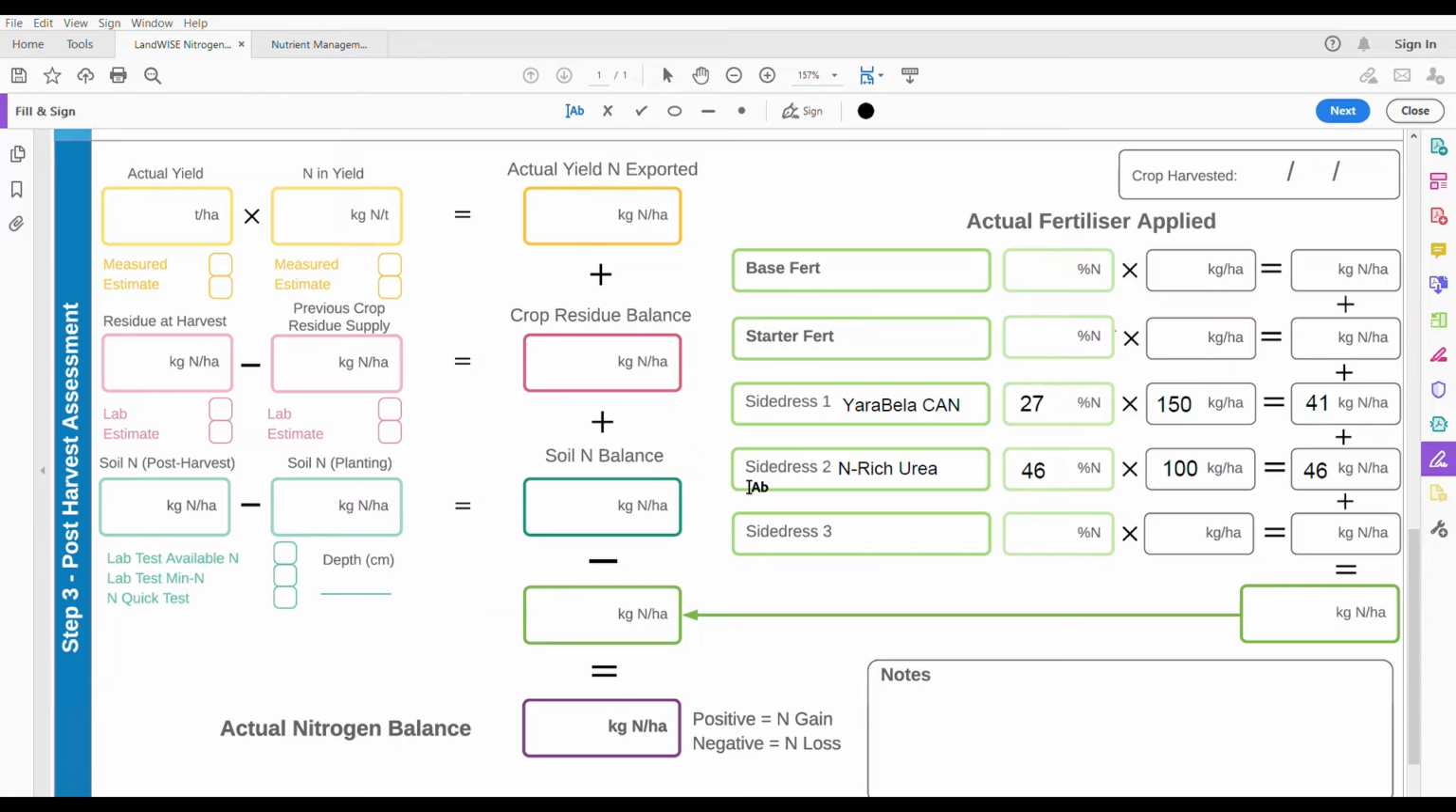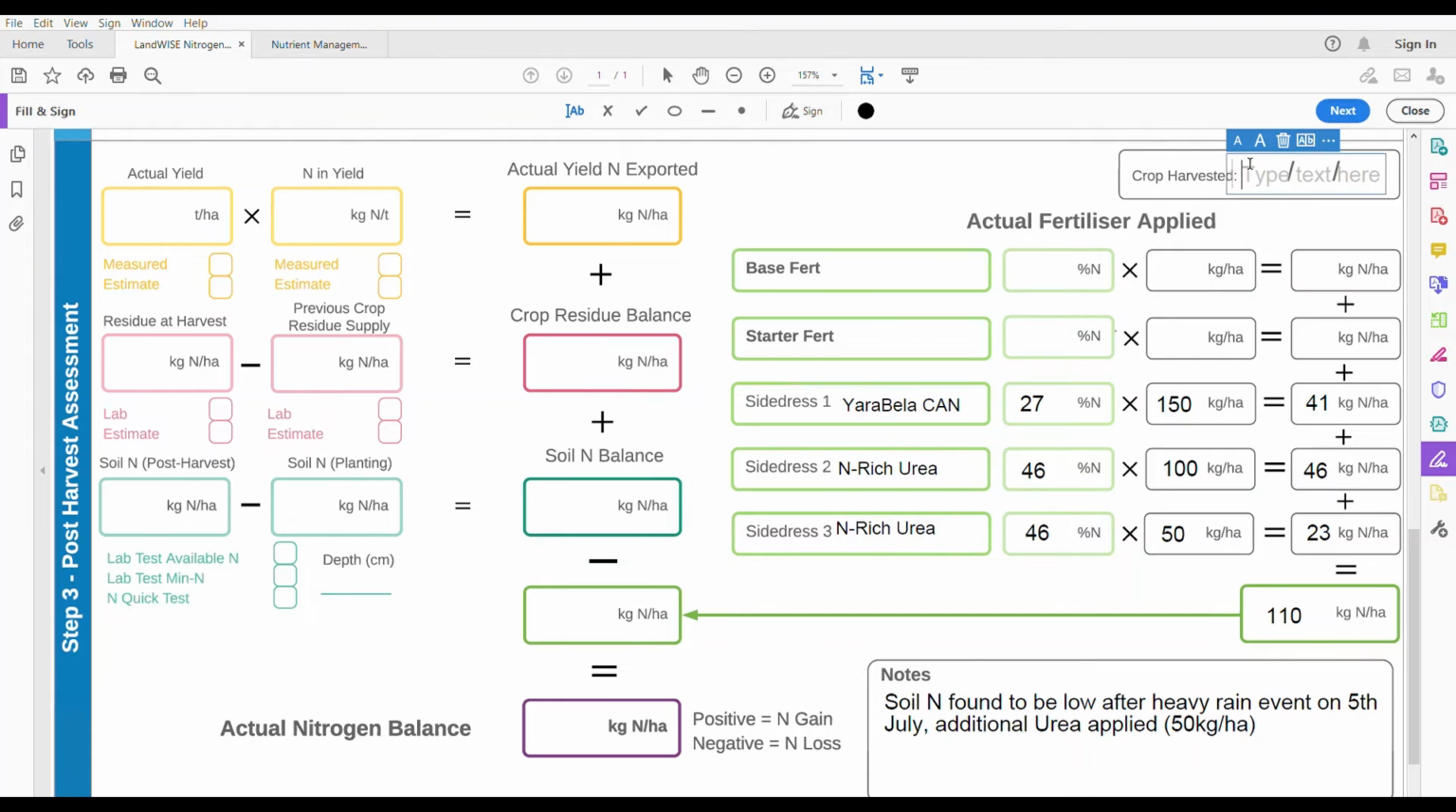Starting with the actual fertilizer applied, the 2 fertilizer applications of Yarrabella can and urea were applied as planned. In this example, we had a heavy rain event on the 5th of July. A couple of days later, we tested the soil nitrate levels using the nitrate quick test and found soil N to be low, and an additional 50 kilograms per hectare of urea was applied to achieve our crop yield. This meant the total fertilizer applied was increased to 110 kilograms of N per hectare. Next, I'm entering the date the crop was harvested on.